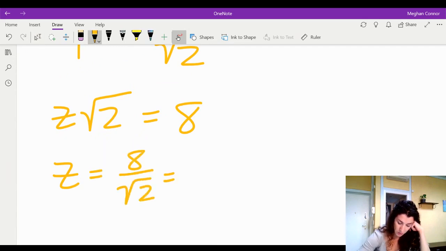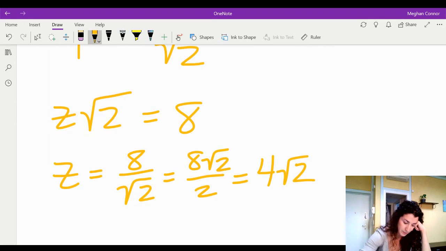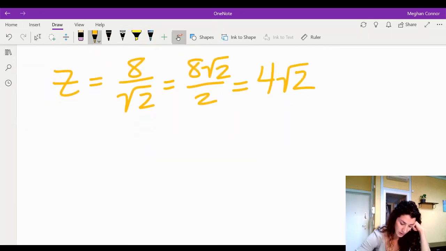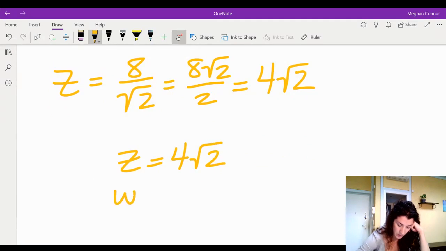Multiplying top and bottom by the square root of 2, I get 8 square root of 2 over 2, which is 4 square root of 2. So I get that z equals 4 square root of 2, and w equals 4 square root of 2.